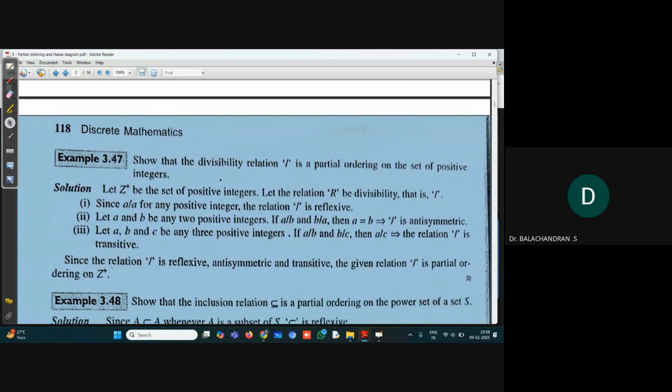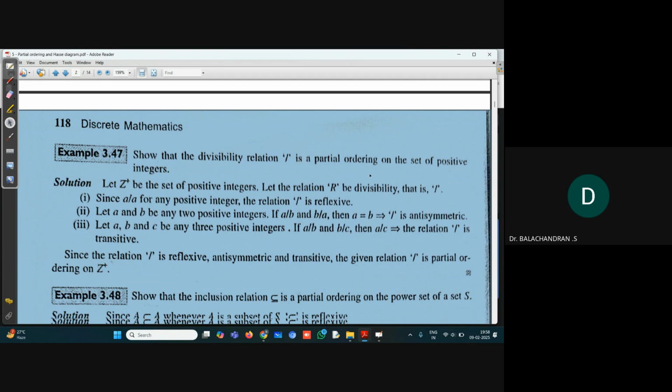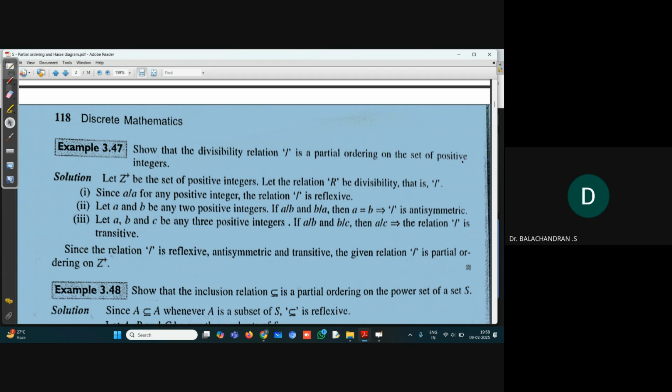So next, show that the divisibility relation, divisible, or slash, is a partial ordering on what? On the set of all positive integers. So Z plus is the set of all positive integers. First, we know that A divides A for any positive integer. That's why they don't take integers, because in the integers you have 0. You can't say 0 divides 0. So they take Z plus carefully. So A divides A for any positive integer.